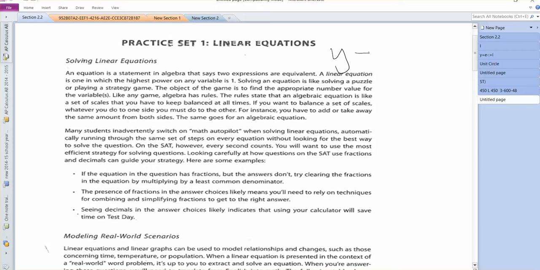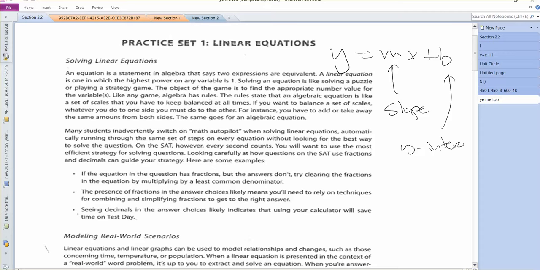A linear equation will typically take on this form, y equals mx plus b, where m is going to be your slope and b will be your y-intercept. Slope, hopefully you remember, is rise over run, or essentially just change in y over change in x. So the vertical change over the horizontal change.